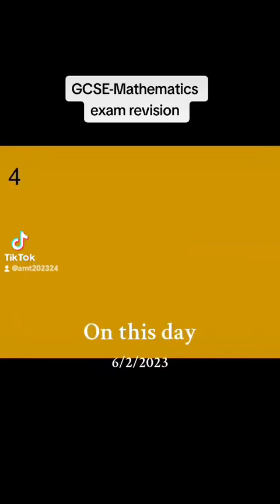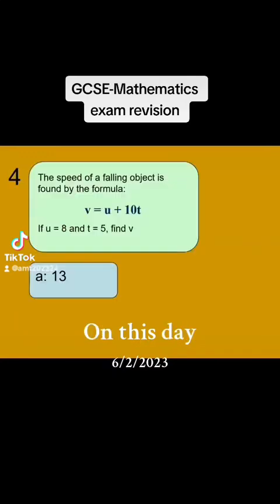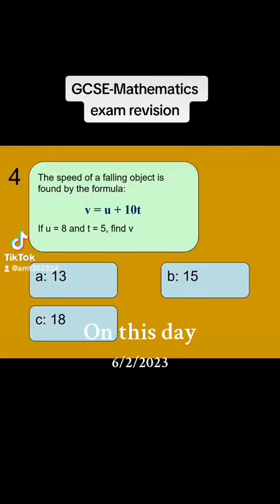Question number 4. The speed of a falling object is found by the formula v is equal to u plus 10t. If u is equal to 8 and t is equal to 5, find v. So v will be equal to 8 plus 10 lots of 5. Using BIDMAS, I do this part first. 10 times 5 is equal to 50. So v is equal to 8 plus 50, which is equal to 58, guys. So that'll be option D, guys.